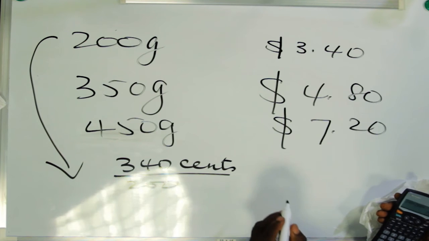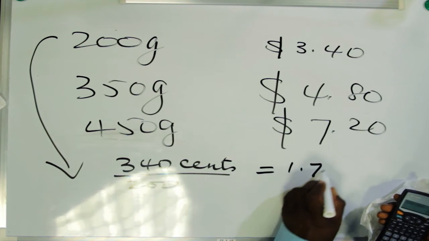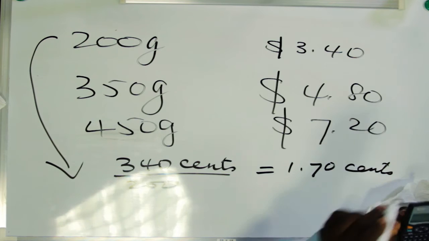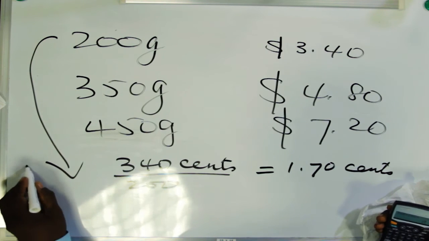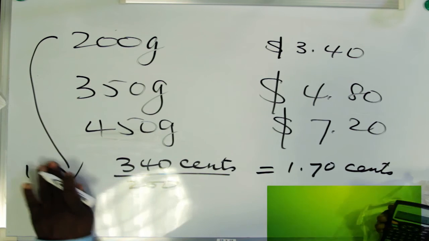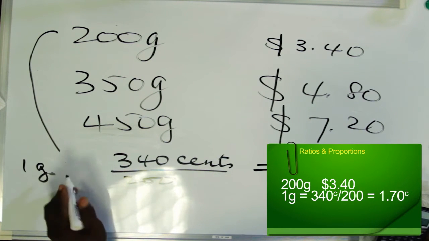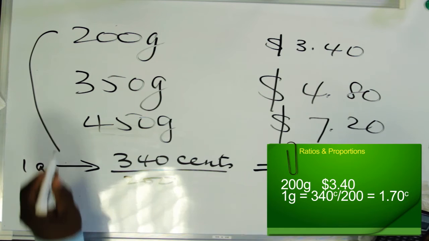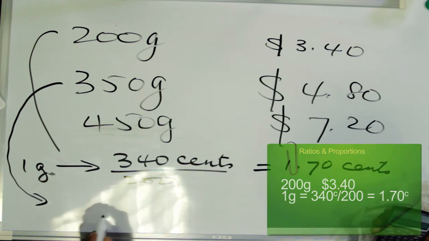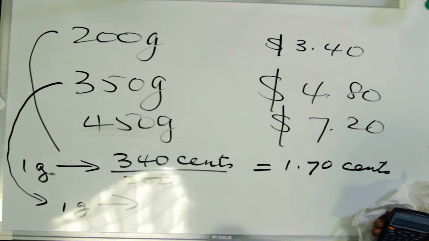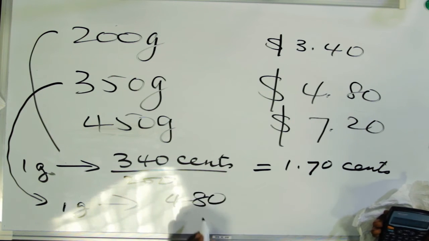In this case, each gram will cost 1.7 cents. 1.70 cents, not dollars. 1 gram will cost 1.7 cents. For the second container, 1 gram will cost 480 cents divided by 350.